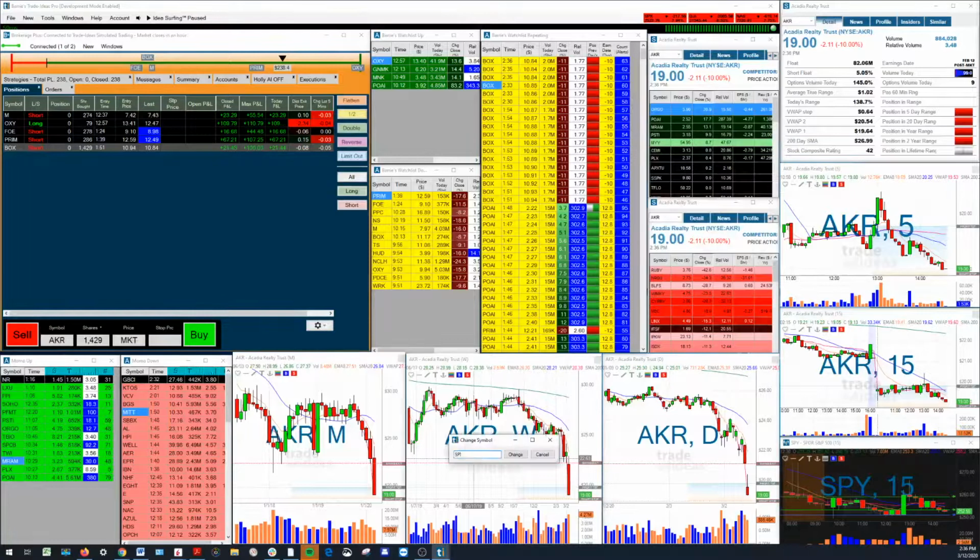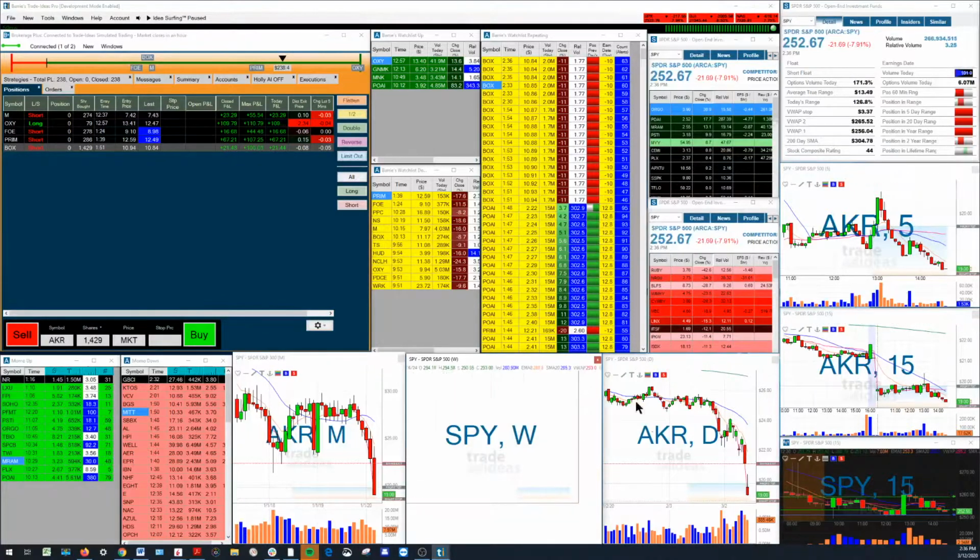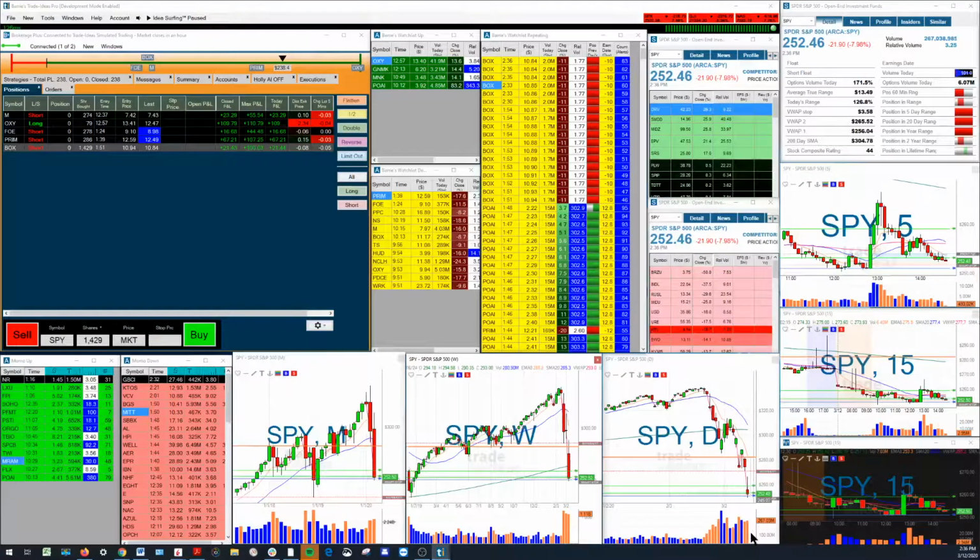Let me check the SPY volume. I want to see what the SPY volume is right now. So okay, it has eclipsed yesterday. It's approaching two days ago and also three days ago. An hour and a half left in the market. Man, if we get a big blasting sell-off, that's going to go right through that one.